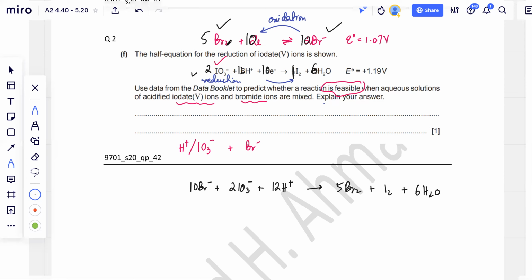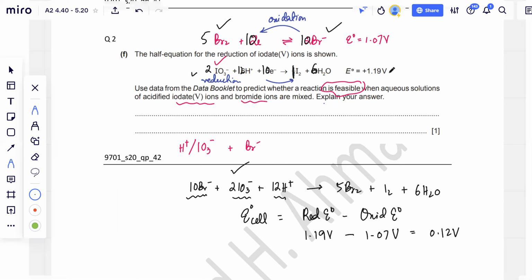Now, the first thing is, he was asking for Br minus 1 and IO3 minus 1 acidified reacting. They are going to react. That's what we figured out. But how would you explain this? Because they didn't ask you to make the equation, you're going to explain it using the E naught cell. The E naught cell is the reduction E naught minus the oxidation E naught. So who's gaining electrons? It's 1.19 volts. And who is losing electrons? It's the other one, 1.07 volts. And that gives you a positive value, which would be 0.12 volts.